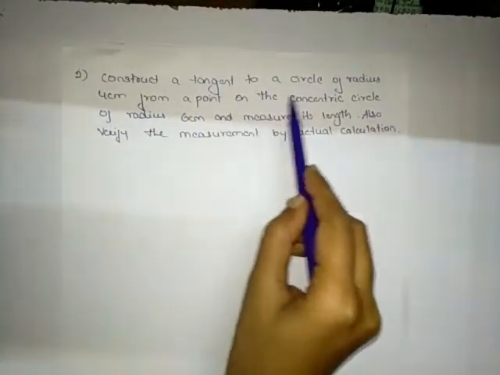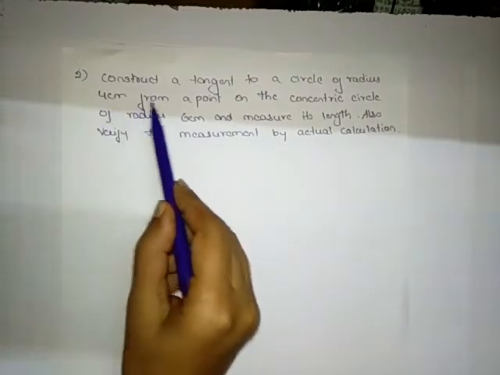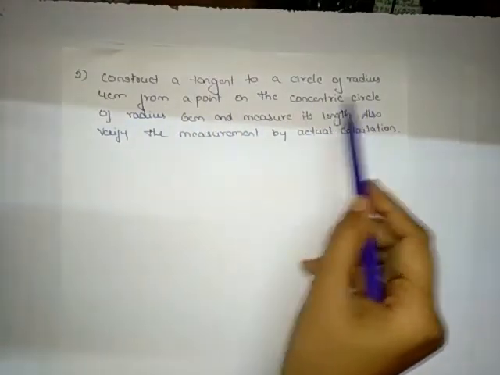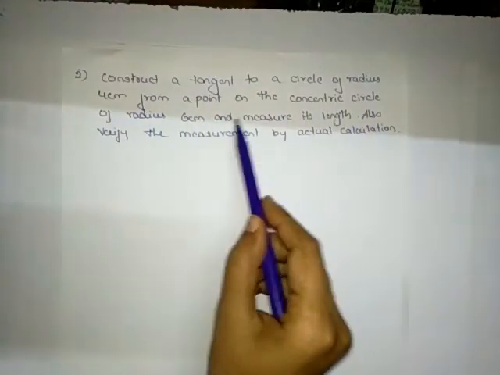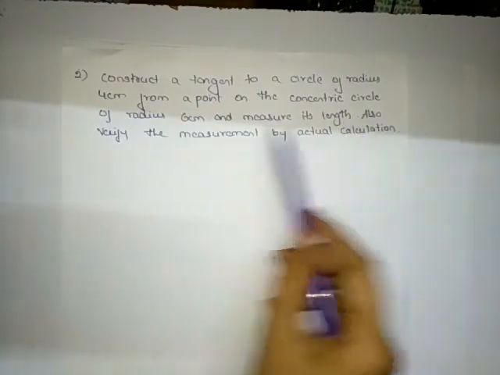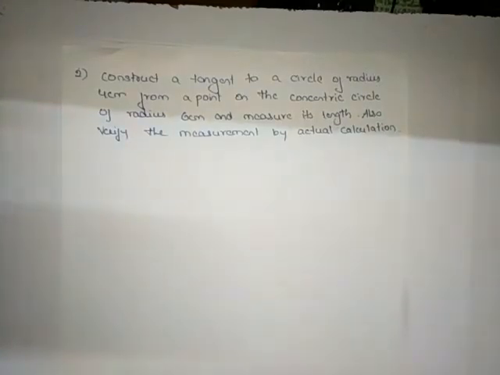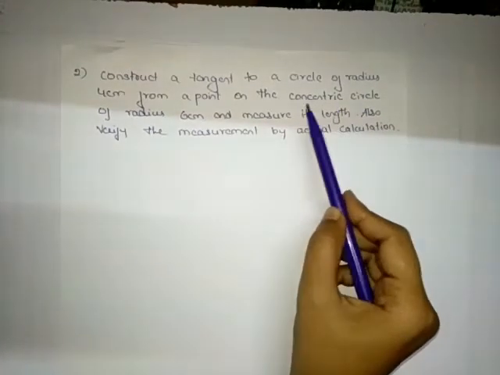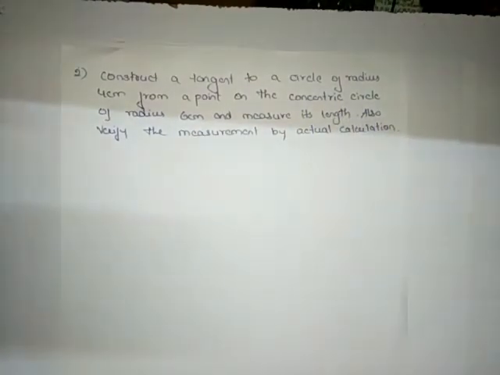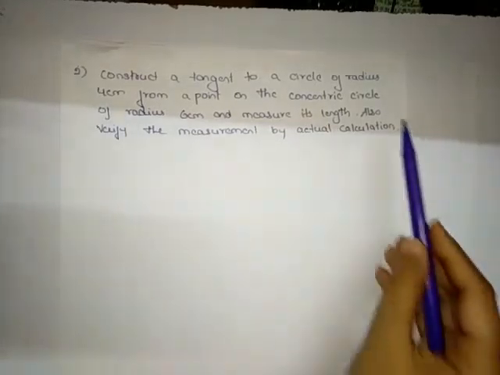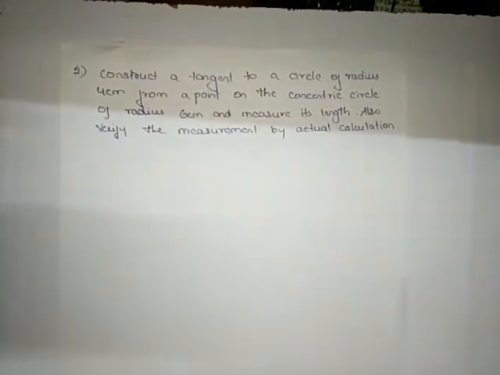Construct a tangent to a circle of radius 4 cm from a point on the concentric circle of radius 6 cm and measure its length. Also verify the measurement by actual calculation. First we'll see what a concentric circle is. Concentric circles means two circles sharing the same center. Such types of circles are called concentric circles.